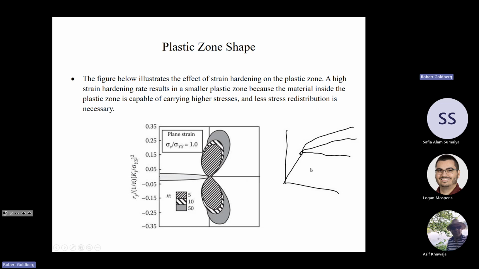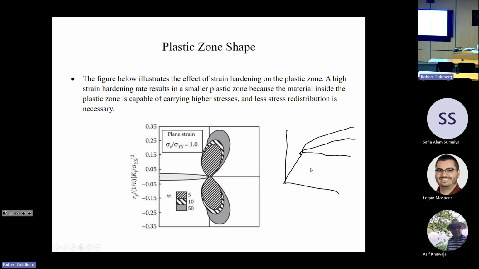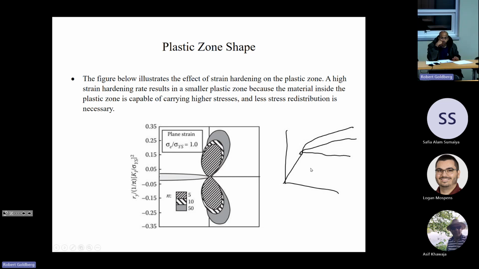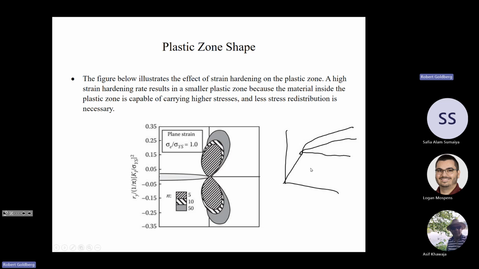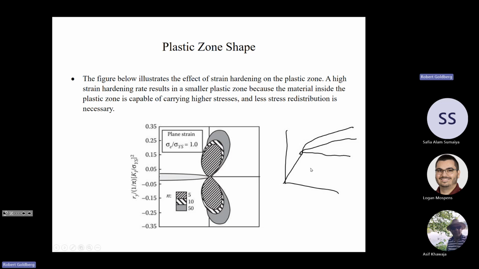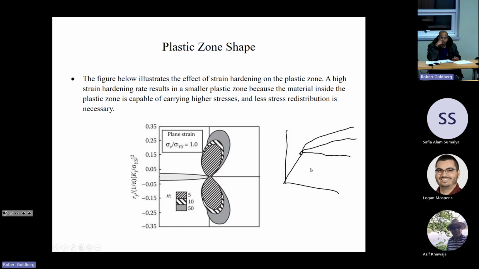So for materials where we can assume that it's pretty close to elastic plastic, our very simplified analyses give a pretty good estimate, but just note that if you have a material with a significant amount of strain hardening, which we didn't account for at all in our analyses, our estimates of the plastic zone size may be overestimated.